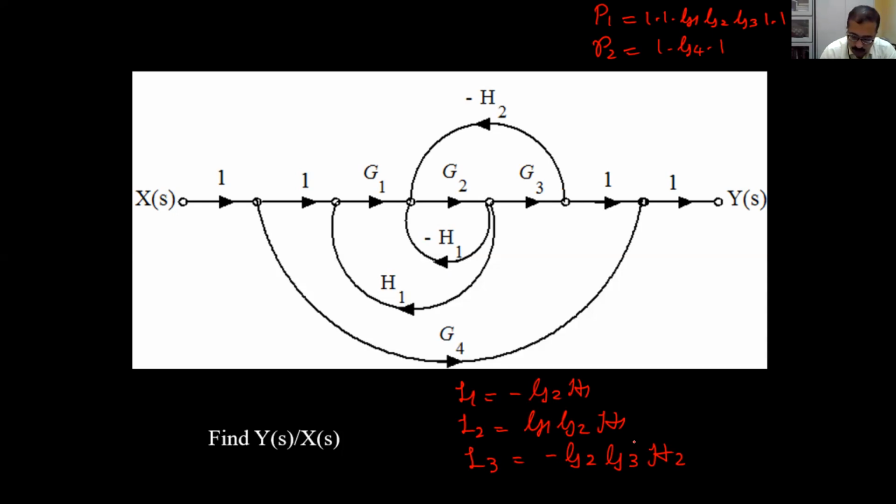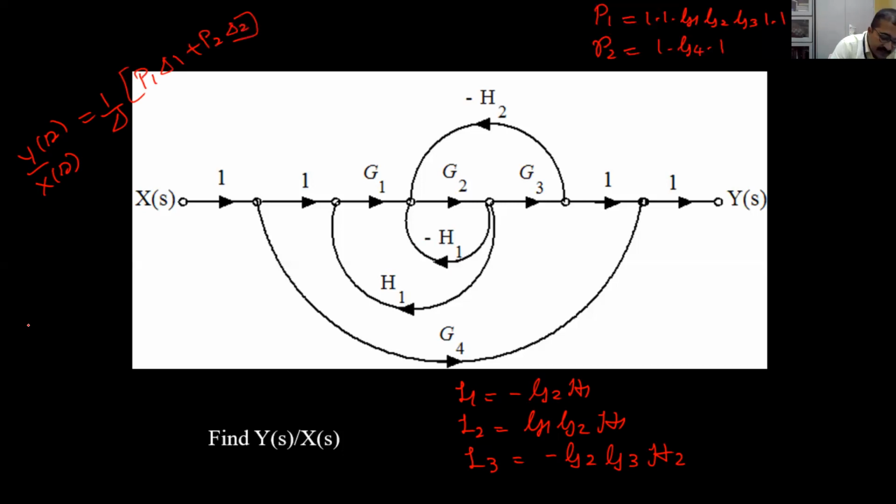No. Right? We have considered all the loops. Okay, so this particular problem has 2 forward paths and 3 loops. Fine. So what will be the Mason's gain rule now? Y of s by R of s, or X of s, will be 1 by delta into P1 delta 1 plus P2 delta 2.